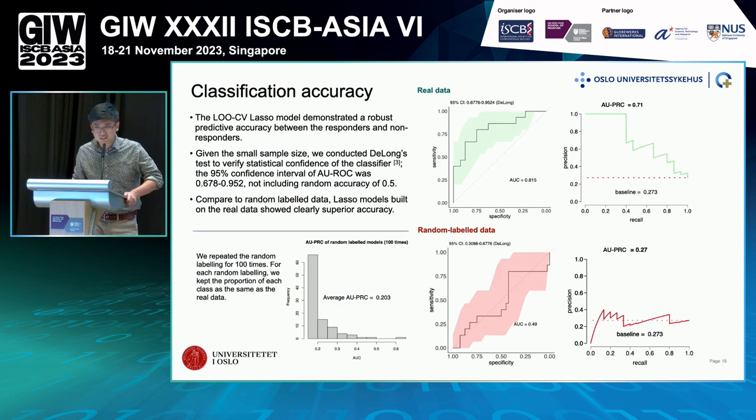And since I said this sample size is really small, it might be that our prediction is merely a coincidence. To prove that it is not, we also randomly labeled our data and bootstrapped 100 times. For each random labeling, we kept the proportion of each class the same as the real data. As you can see on the right side, this is just from one random sampling, and both the ROC curve and the PR curve are nearly at the baseline. On the left side, in the distribution of AUPRC over the 100 times, the average AUPRC is near 0.2, which is also near the baseline of AUPRC.